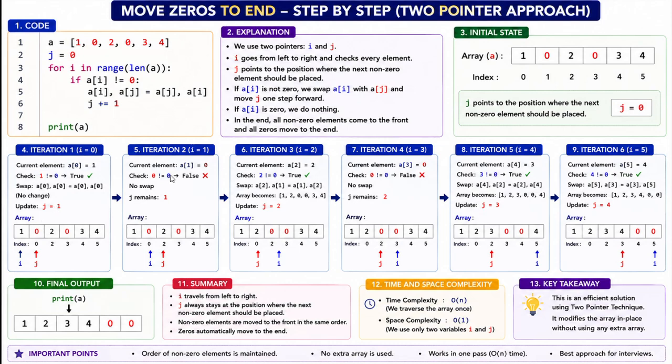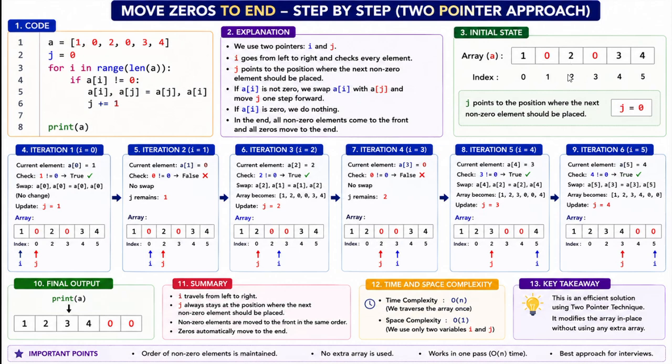And iteration 2. Check the current element: a of 1 equals 0. 0 is not equal to 0 is false, right? So j just remains 1. This is the current element in iteration 2.